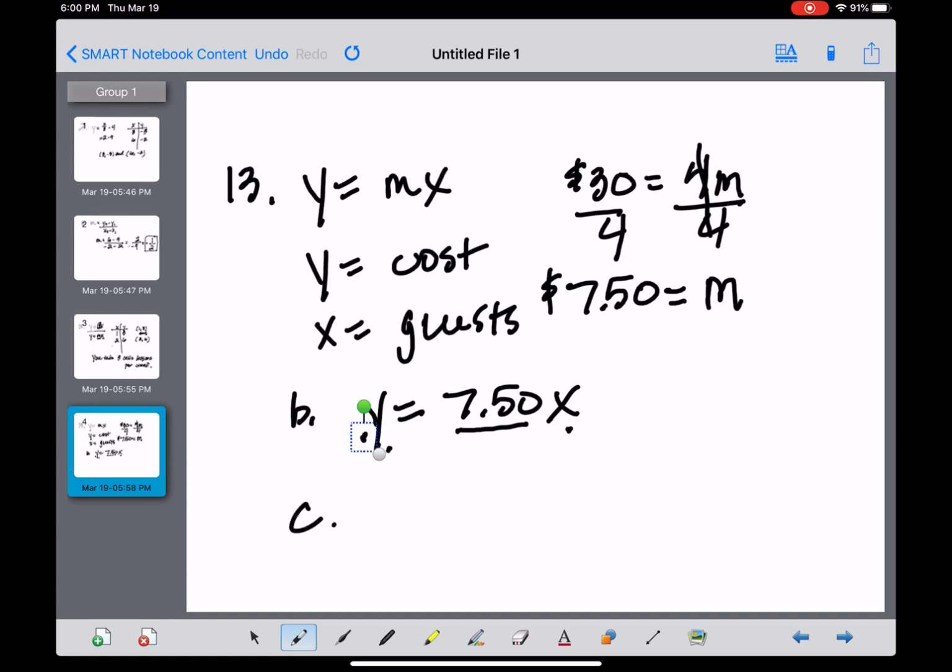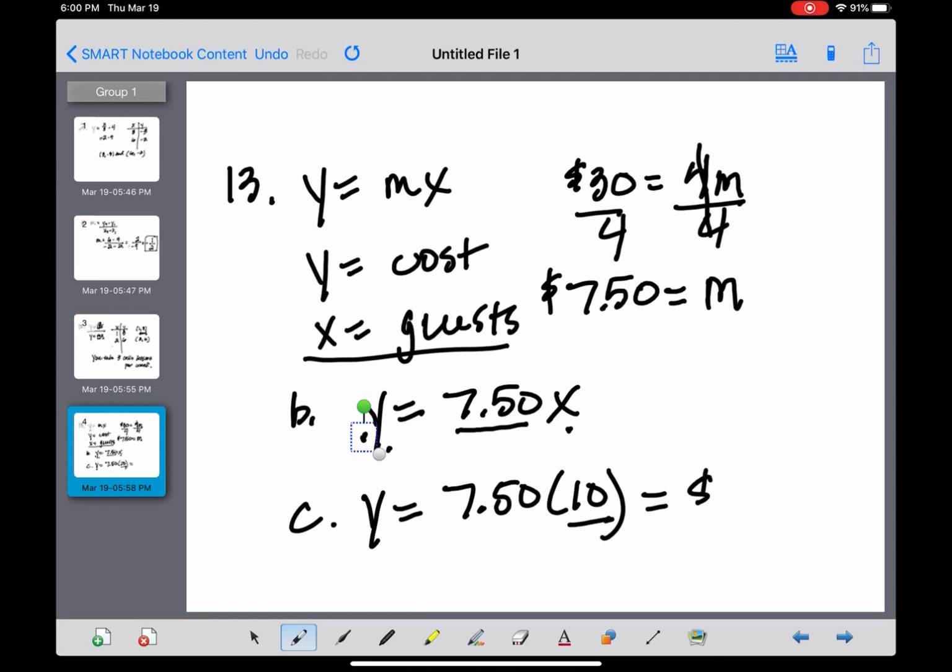So part C says, how much does it cost to provide food for 10 guests? Well, we know that x is the number of guests, so we're going to use 10 for x. Y equals $7.50 times 10. So the total cost for 10 guests will be equal to $75.